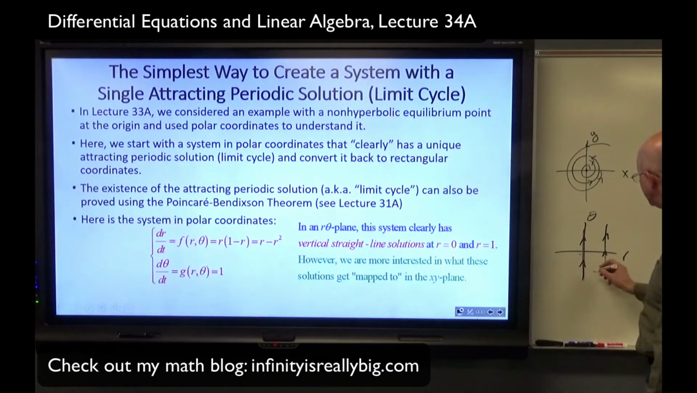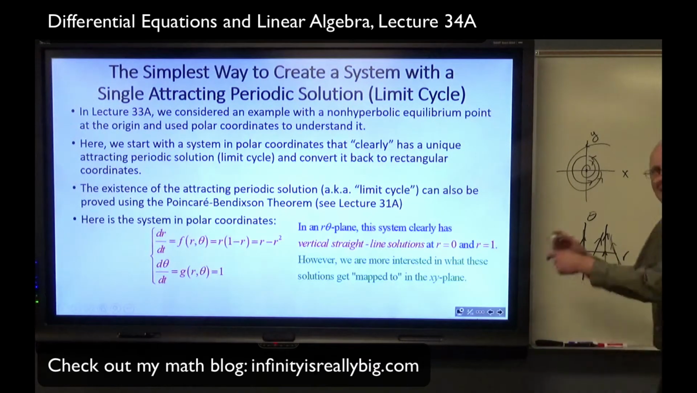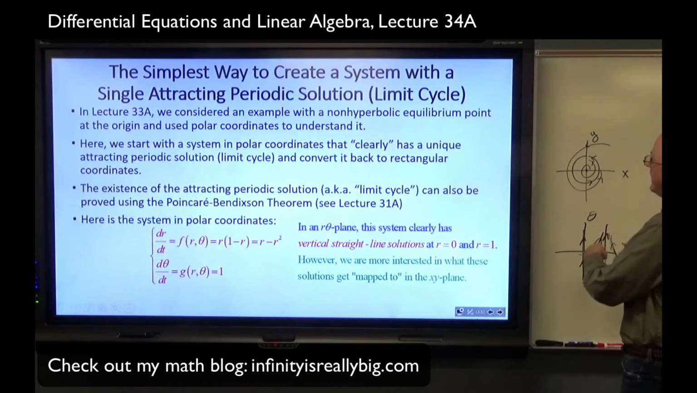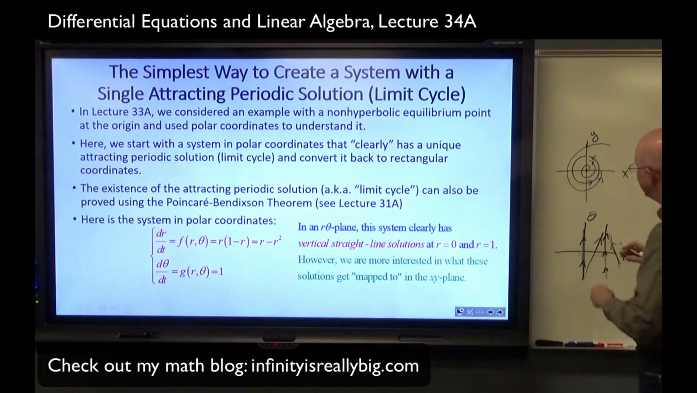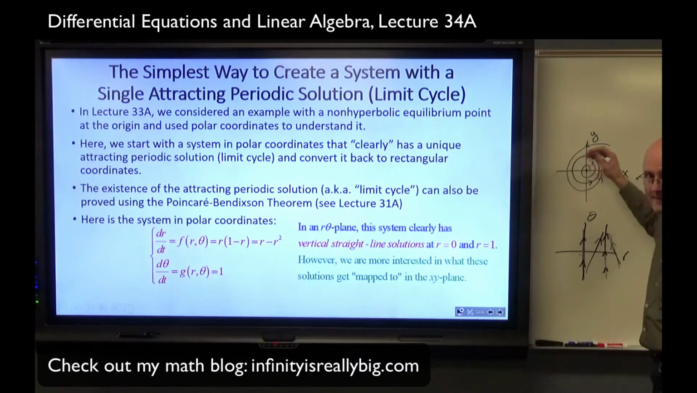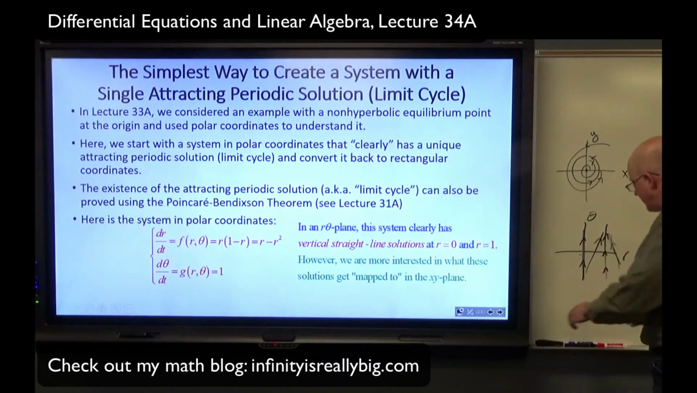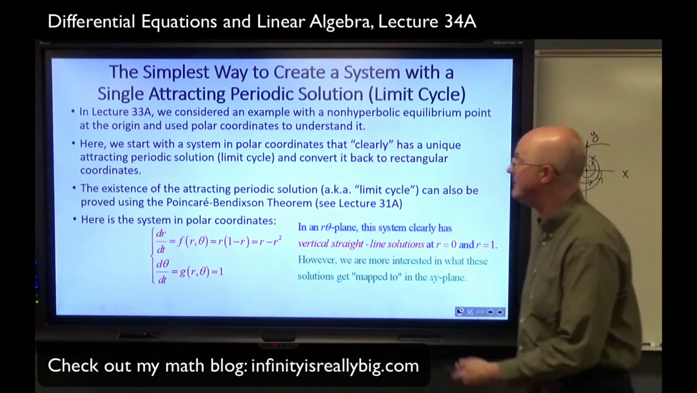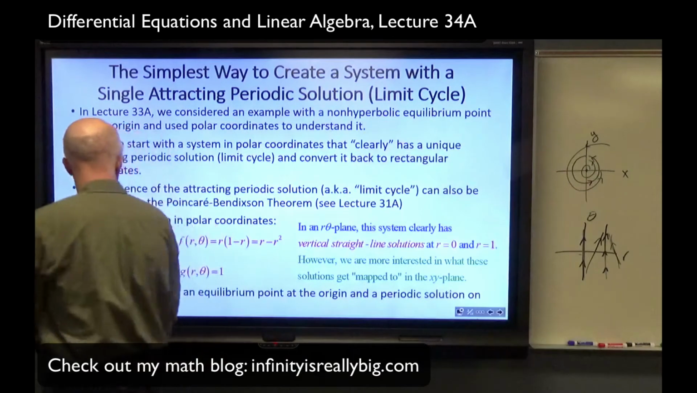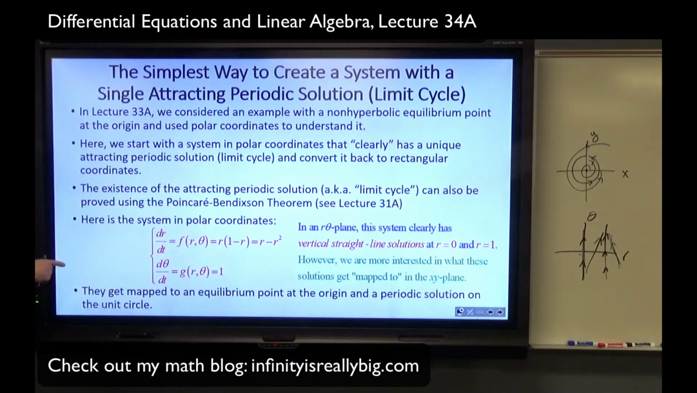And in between these two, your solutions are going to look like this when r is between 0 and 1, and your solutions are going to look like this when r is bigger than 1, something like that. And the idea here of transferring from this coordinate system to this one is that these solutions get mapped onto these solutions. That's another way to think about it. Not absolutely necessary, but you can think about it that way if you wanted to. The solutions get mapped, well, at r equals 0 gets mapped to an equilibrium point at the origin, and at r equals 1 gets mapped to a periodic solution on the unit circle.